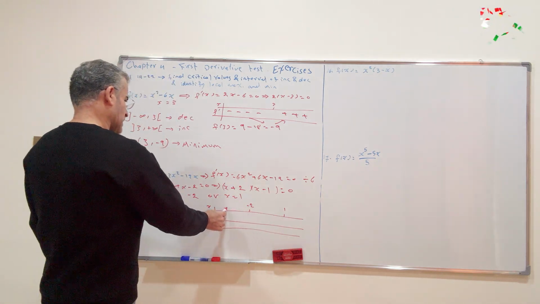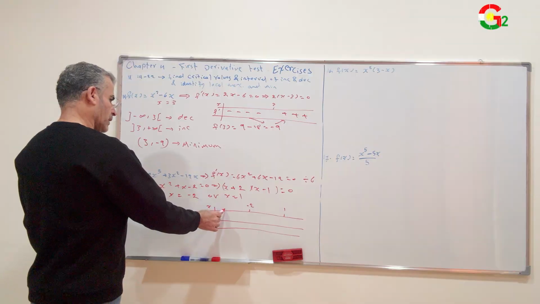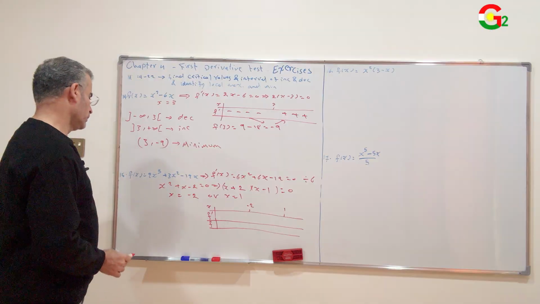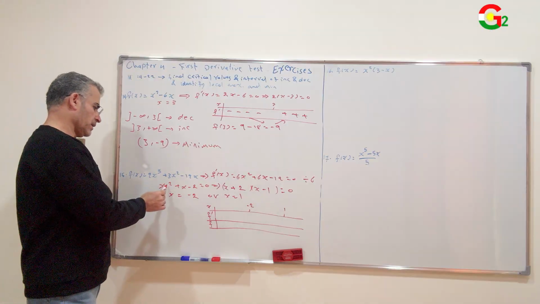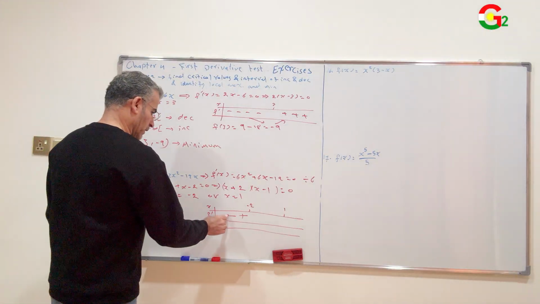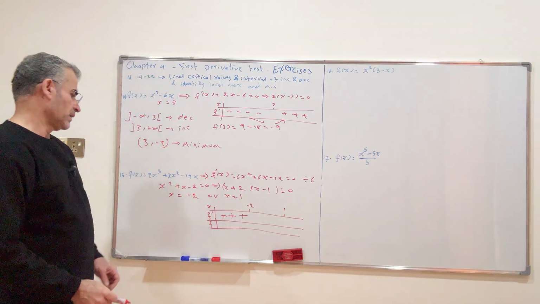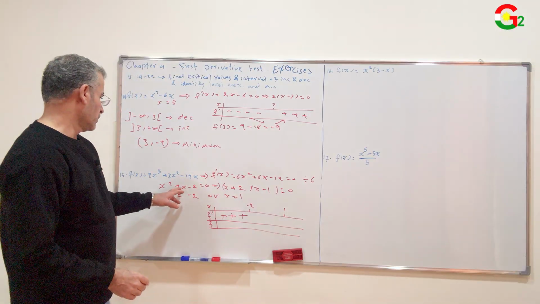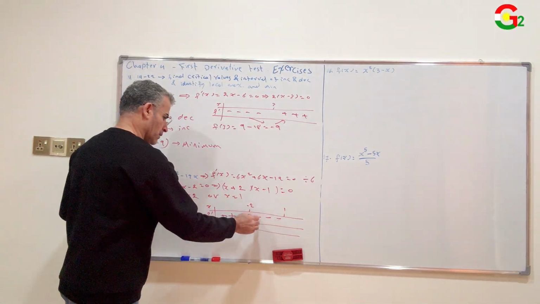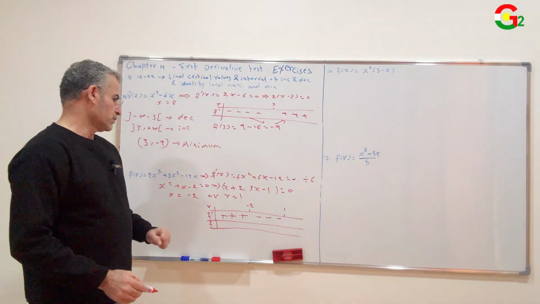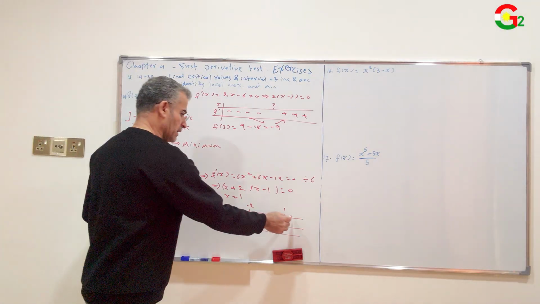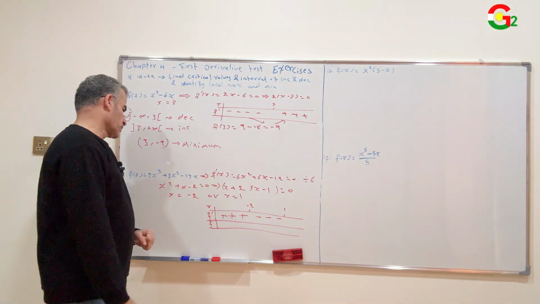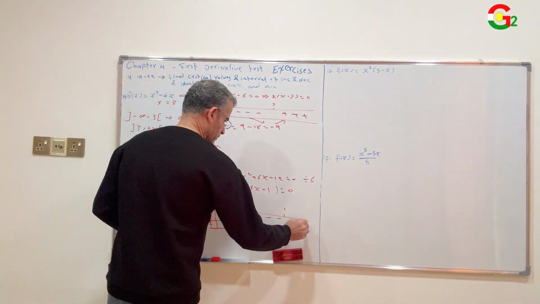When x is less than negative 2, take negative 3; negative 3 to the power 2 is 9, it is positive. Therefore, here the sign of the derivative is positive. Between negative 2 and 1, take 0: 0 plus 0, 0 minus 2, negative 2. When x is greater than 1, take 2: 2 to the power 2 is 4, plus 2 is 6, minus 2, it is positive.